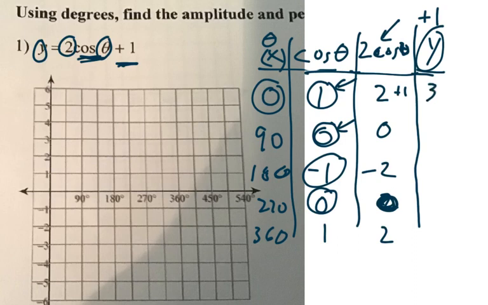2 plus 1 is 3. 0 plus 1 is 1. Negative 2 plus 1 is negative 1. 0 plus 1 is 1. 2 plus 1 is 3. Let's see what we get.